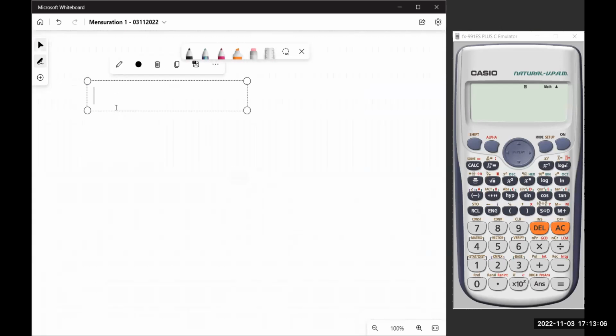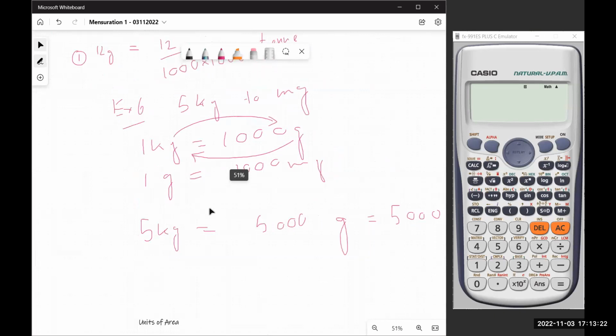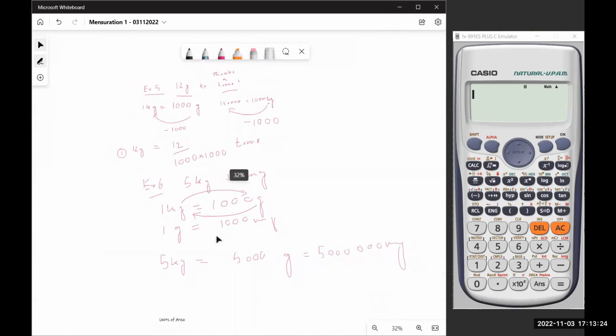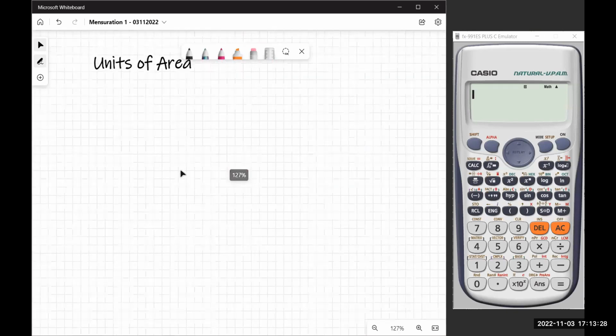Okay, now we're looking at something else. We have done length so far, and mass and capacity, that's done. Now we're looking at area, or units of area. Does anyone have a question in any of this so far? No.